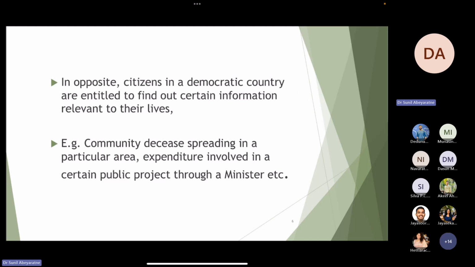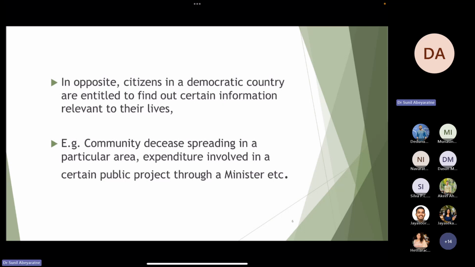Remember, we are here up to this point. We discussed what is our individual, personal, private data. What is the opposite? Citizens in a democratic country are entitled to find out certain information relevant to their lives. Sometimes we have to get some information, sometimes very personal information of another person. But to live in society, in a particular country, or on the earth, sometimes the person wants to know what the exact situation is. Otherwise, you can't live.